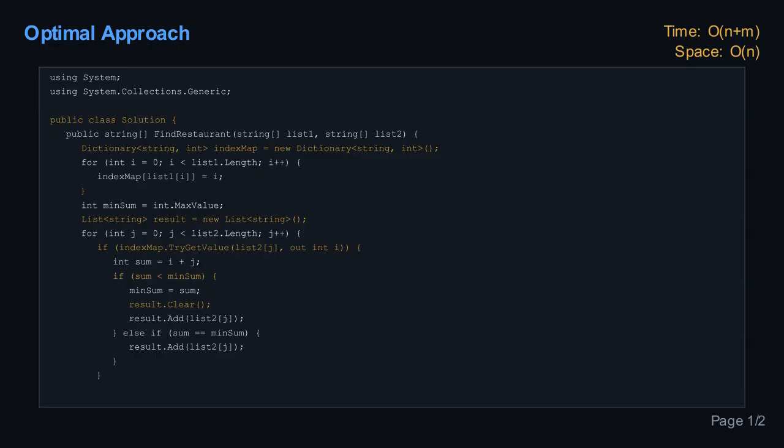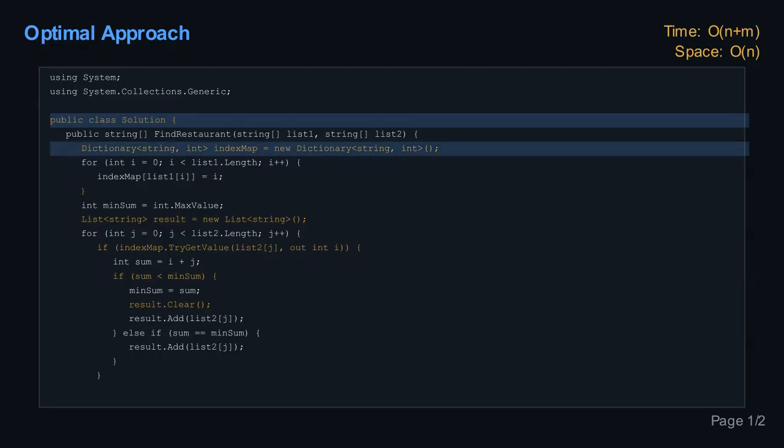First, we create an empty dictionary. We walk through the first list, inserting each restaurant name as a key with its index as the value. Next, we initialize a variable for the smallest index sum found so far, set to a very large number, and an empty collection for the results. Then we iterate over the second list.